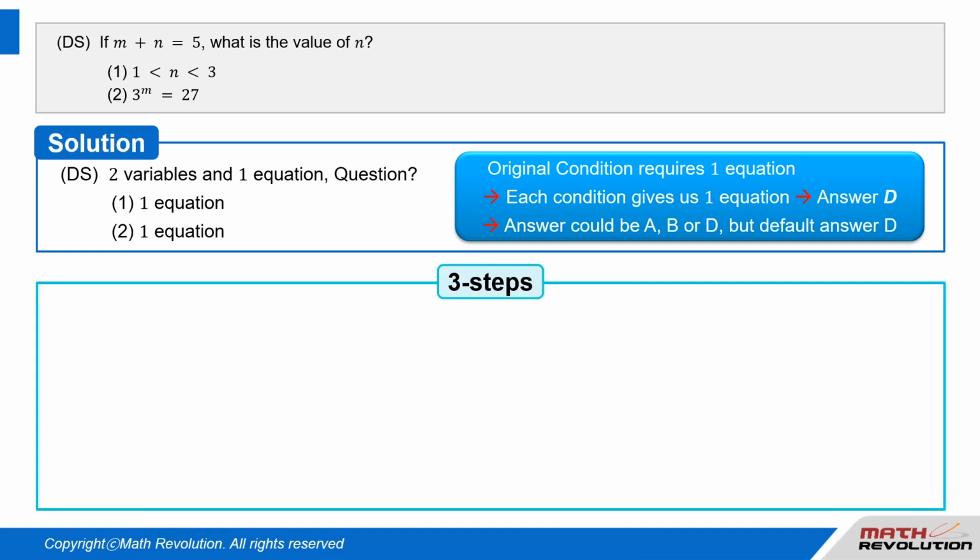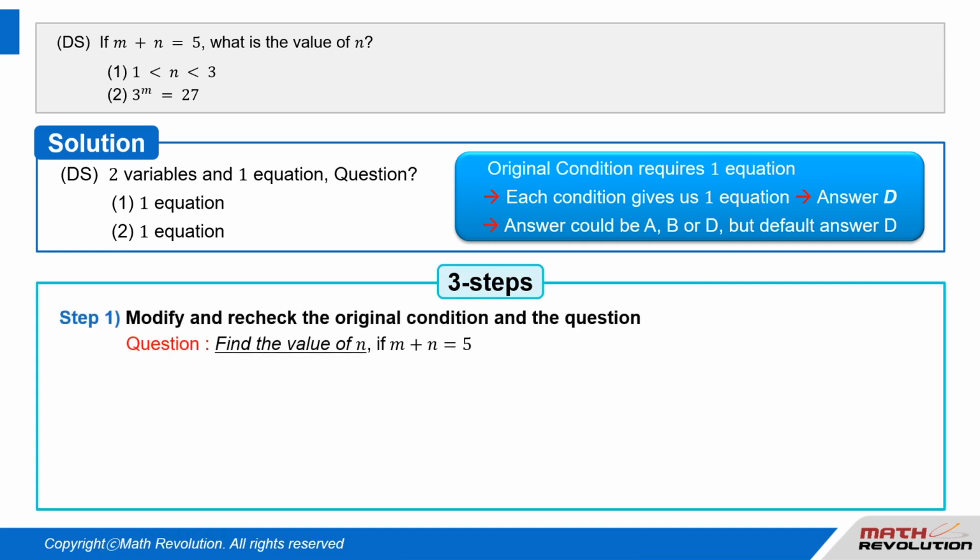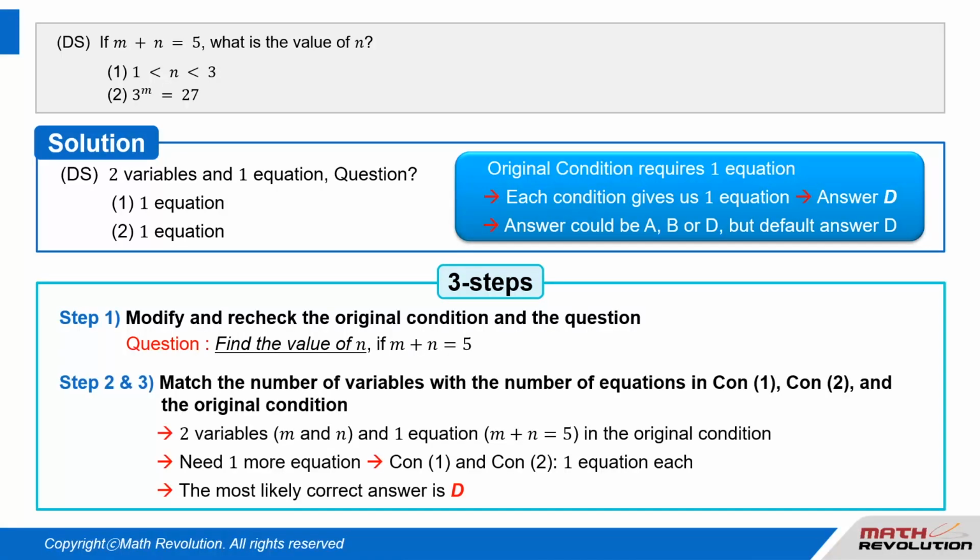Let's apply the 3 steps suggested previously. Follow the first step of the variable approach by modifying and rechecking the original condition and the question. We have to find the value of n if m plus n equals 5. Follow the second and third steps. From the original condition, we have 2 variables, m and n, and 1 equation, m plus n equals 5. To match the number of variables with the number of equations, we need 1 more equation. Since conditions 1 and 2 will provide 1 equation each, D would most likely be the answer.